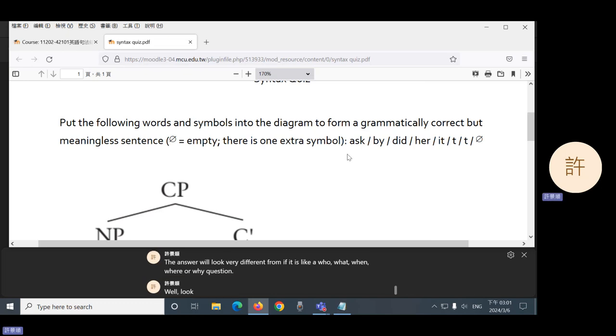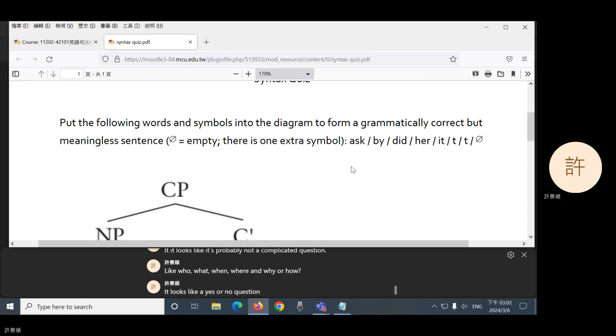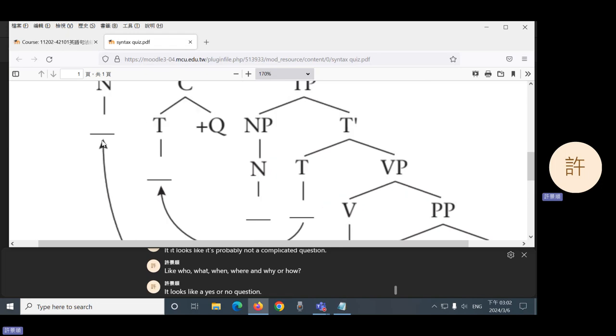Well, look at the words we have. Ask, by, did, her, it, t, and empty. So it looks like it's probably not a complicated question like who, what, when, where, and why, or how. It looks like a yes or no question. So in that case, this blank is empty. Fill in the empty sign.